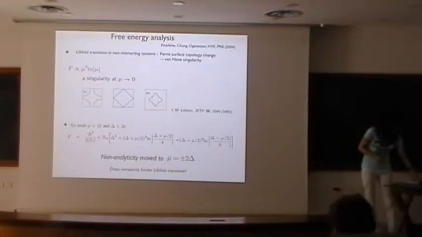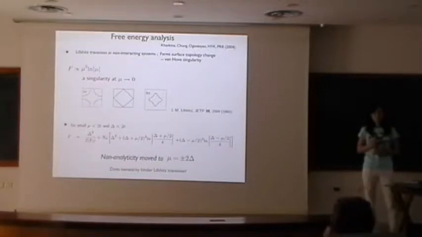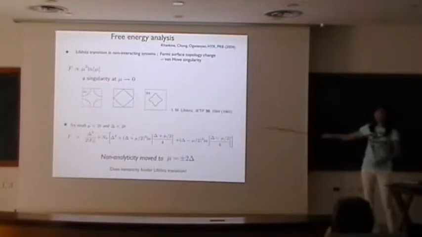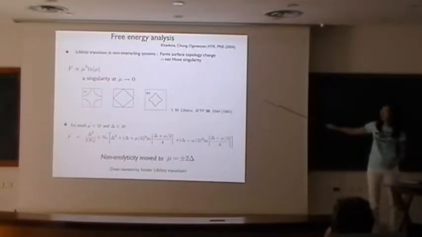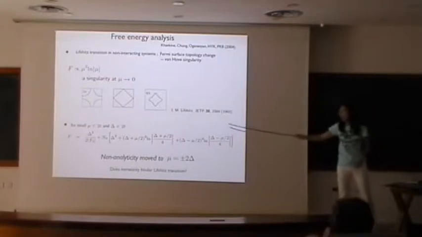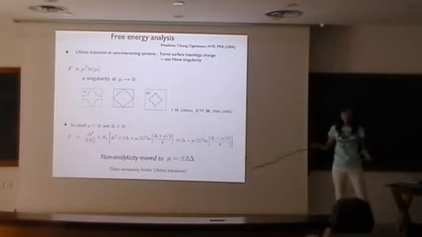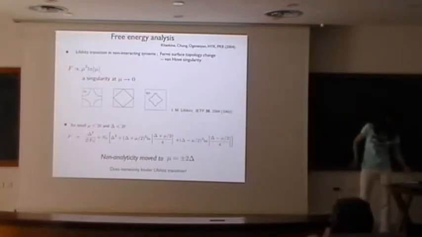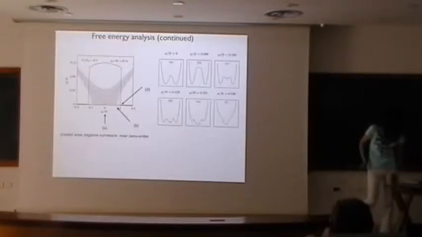Question? Yeah? If the singularity is not removed, doesn't it mean that some other instability will take over? Well, that depends. So I'll show you that. You can actually study the other orders and put them together. And you can actually show that they can coexist and so on. So I'll tell you why that's the case. So I'll probably come to that a little bit later.